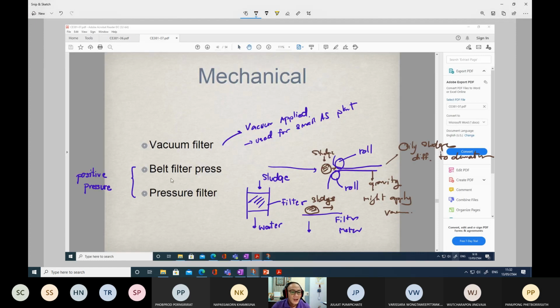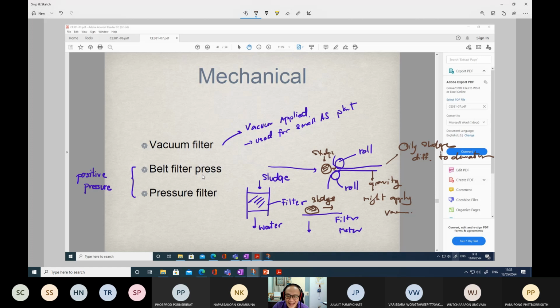For the vacuum filter, we apply vacuums. We put the sludge in the chambers where we apply the vacuums. But anyway, this one is not commonly used. It can be applicable only for the small activated sludge process. But these two are the most commonly used, where we apply positive pressure directly to the sludge itself.